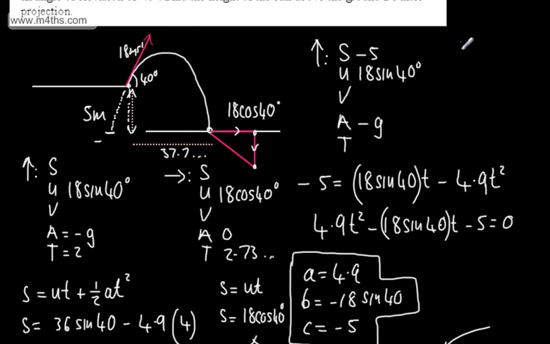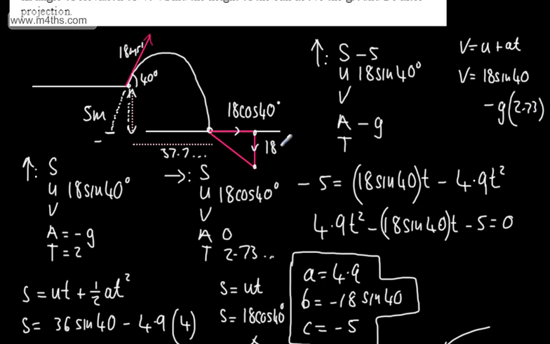So for this one, we can use V is equal to U plus AT. So V is going to be equal to now U, which is 18 sine of 40, minus the acceleration, which is G, multiplied by the time, which is the 2.73 that we've got stored in the calculator.